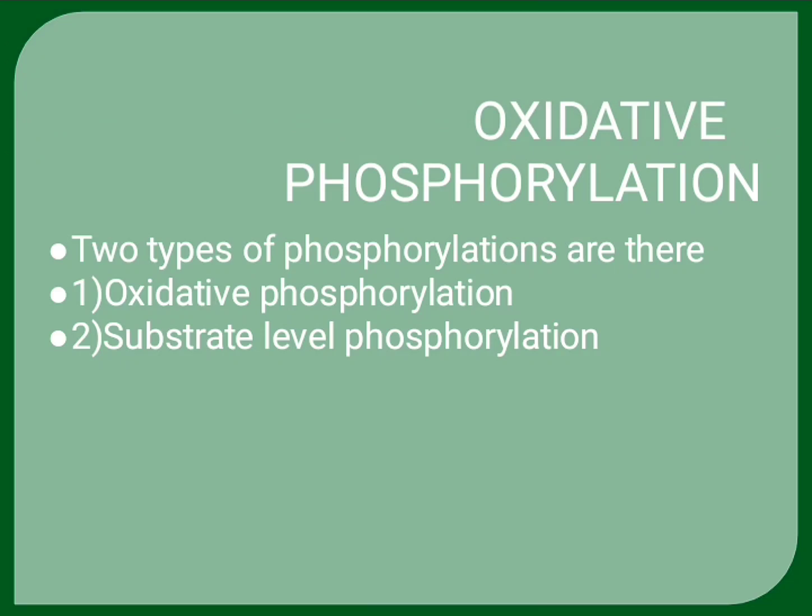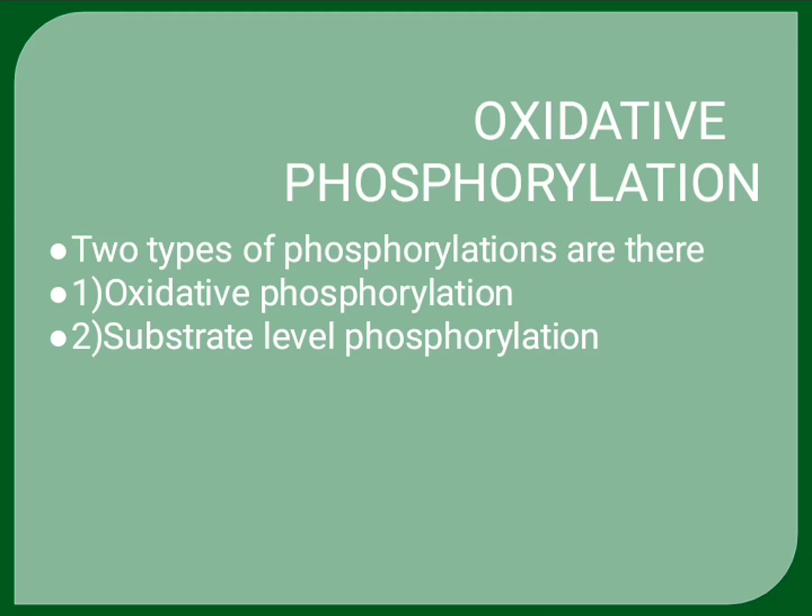What is oxidative phosphorylation? It is a very simple topic and it is related to the previous topics that we have discussed, electron transport chain and chemiosmotic theory. There are two types of phosphorylations. One is oxidative phosphorylation that we are going to discuss now, and the other is the substrate level phosphorylation that we have discussed earlier.